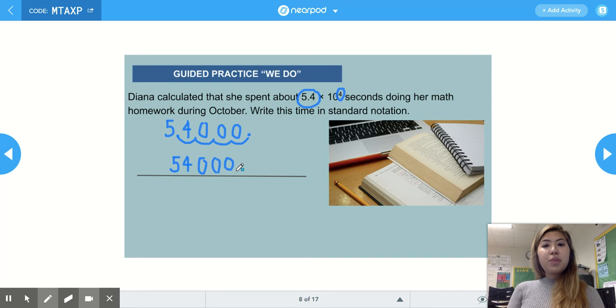So starting from the right, every 3 numbers has to be separated by a comma. So that means that 5.4 times 10 to the power 4, written in standard form, is 54,000.